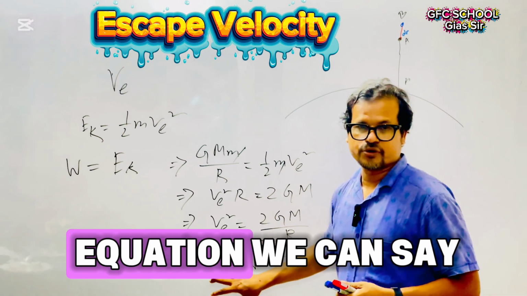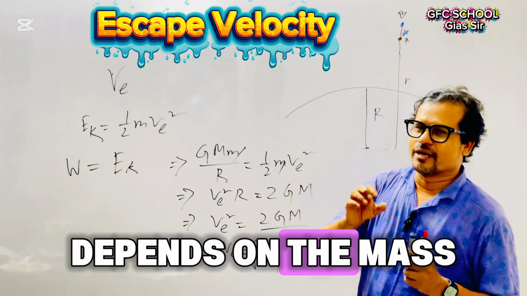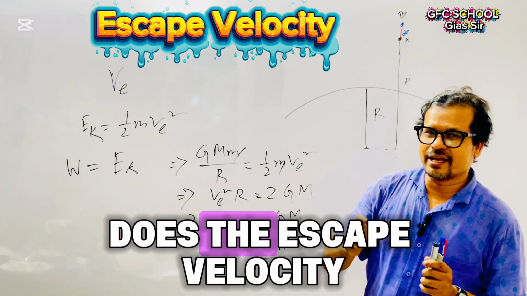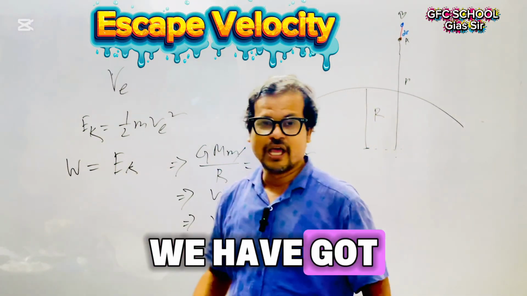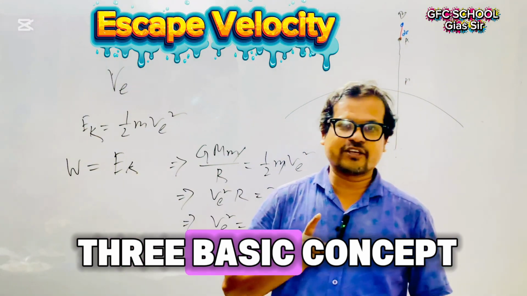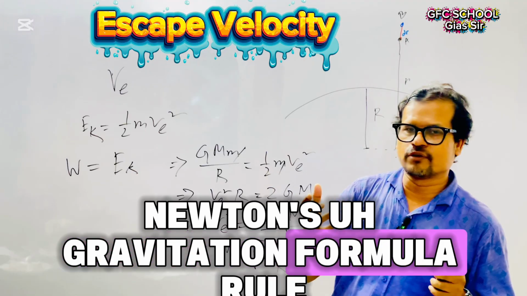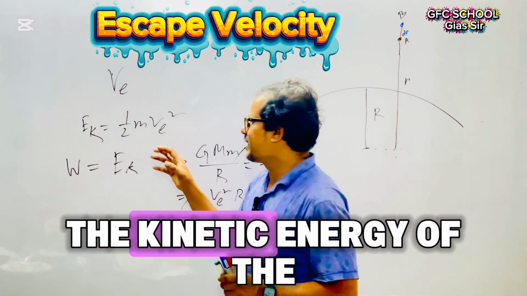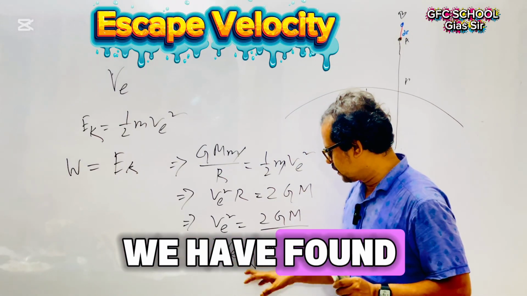And from this equation, we can say whether the escape velocity depends on the mass of the projected object. This is my question: please tell me, does the escape velocity depend on the mass of the projected object? Guys, this is our required formula. For getting this escape velocity equation, v equal to root 2GM upon R, we have to have three basic concepts: one is integration, one is work done and Newton's gravitational formula, and finally we have to understand that work done equals the kinetic energy of the projected object. From this relation, we found v equal to root 2GM upon R.